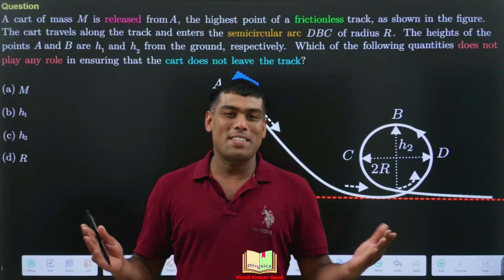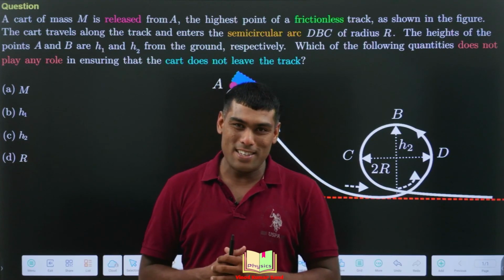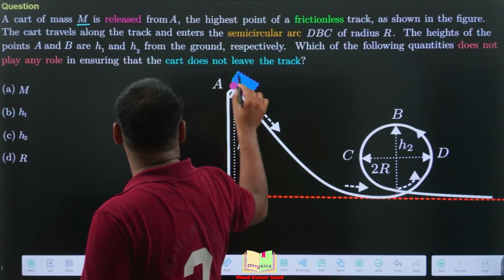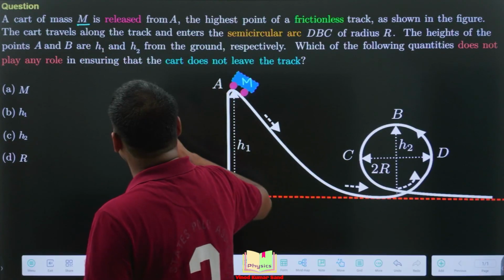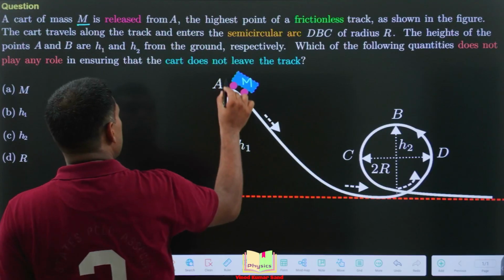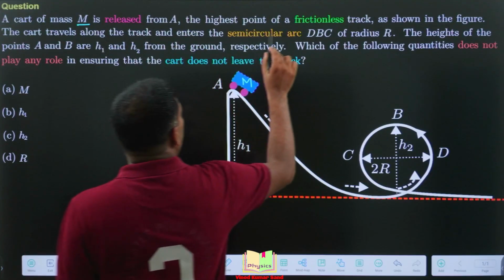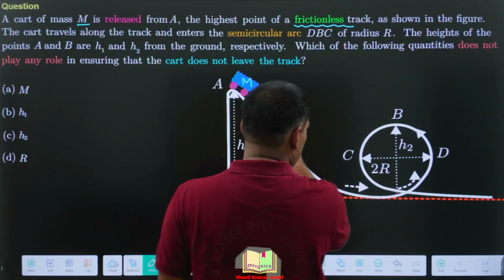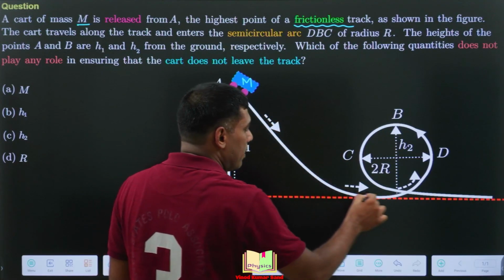Hello everyone, this is a beautiful question of the vertical circular motion. Question says there is a cart of mass m. This cart has the mass capital M. It is released from rest from point A and then it goes on a frictionless track as shown in this diagram. Cart goes like this.